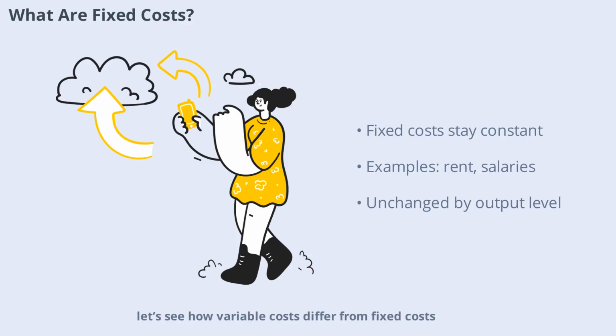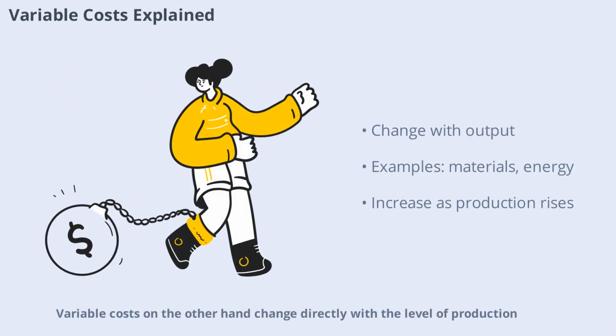Next, let's see how variable costs differ from fixed costs. Variable costs, on the other hand, change directly with the level of production. If a company makes more products, it needs more raw materials, more energy, and possibly more hourly labor. These costs rise as output increases and fall as output decreases. For example, if you run a bakery, flour and sugar are variable costs because you buy more as you bake more cakes. Understanding variable costs helps businesses forecast how expenses will grow with production.